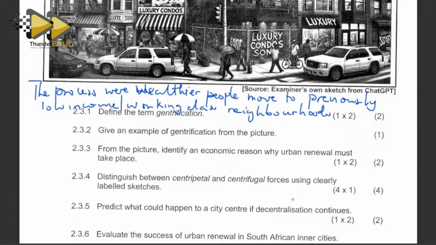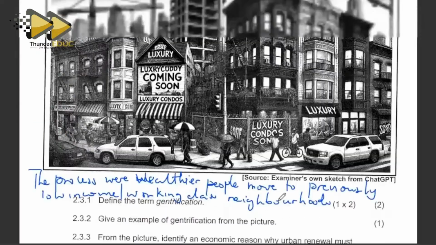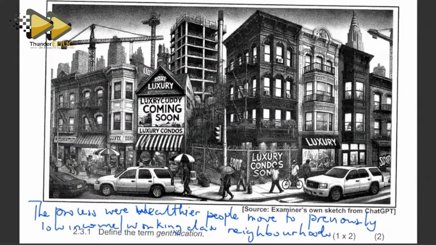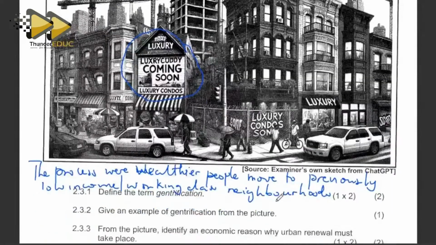Give an example of gentrification from the picture. What example can we see that there's gentrification which is happening in the area? Right, the example that we see is here. The luxury counters is coming soon in the area. That resembles a facility of the affluent people or the high income people, but is being made to now be part of that community. So it's an indication that there's gentrification coming. There's gentrification which is also happening in that particular area.